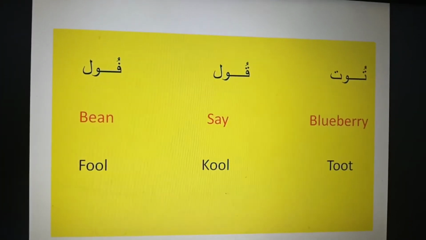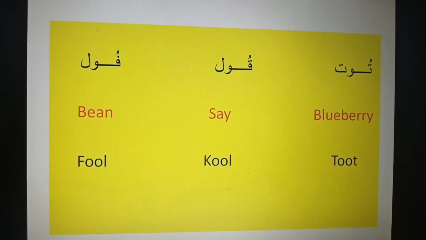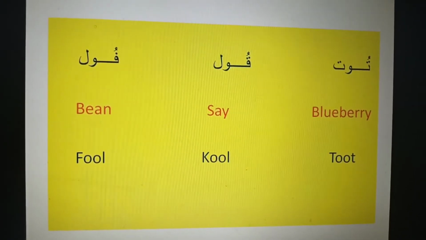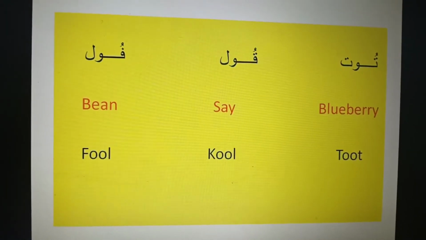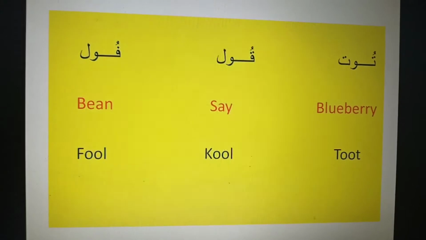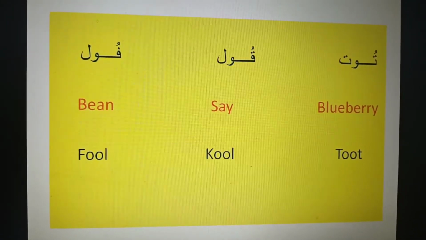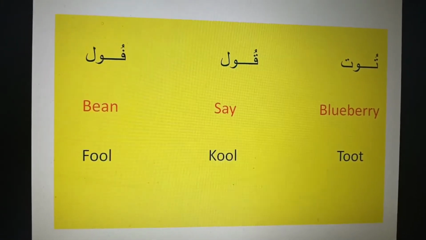We have toot, qul, and fool. Toot means blueberry, and qul means say. It's an imperative form of the verb said. And fool means bean.